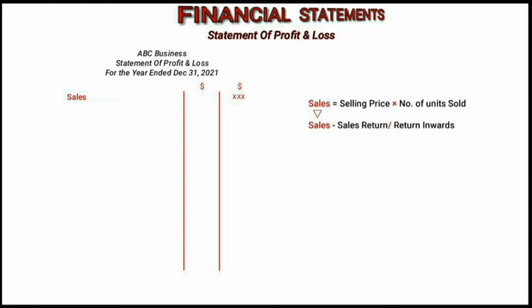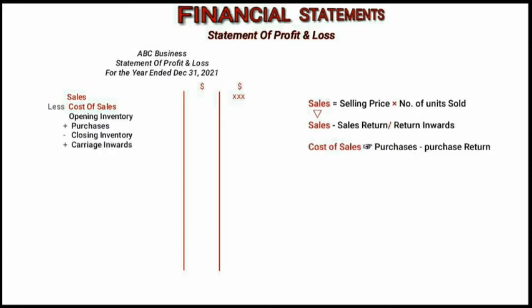Next, we deduct the cost of sales. Cost of sales can be calculated as opening inventory plus purchases, minus closing inventory, plus carriage inwards. If purchase return or return outwards are given, then they can also be deducted from purchases. Their individual balances are listed in the inner column, and the total in the outer column. Point to be noted that, while calculating the cost of sales, we consider only production cost.